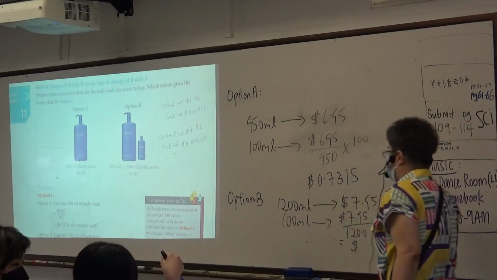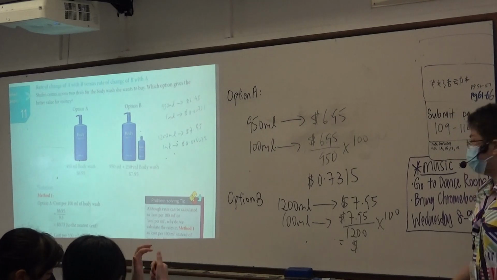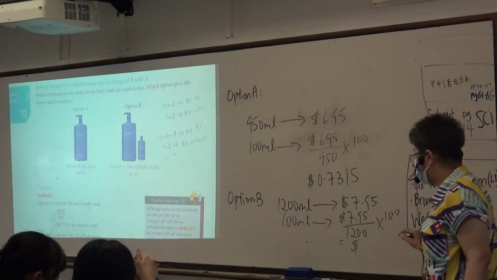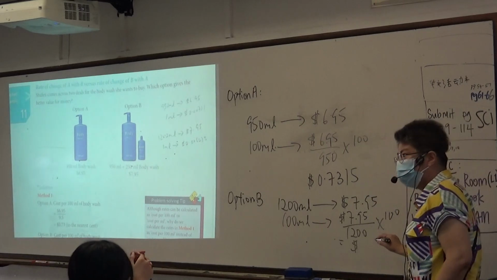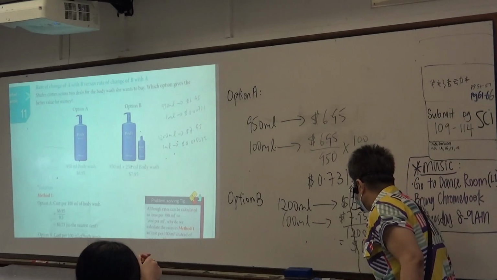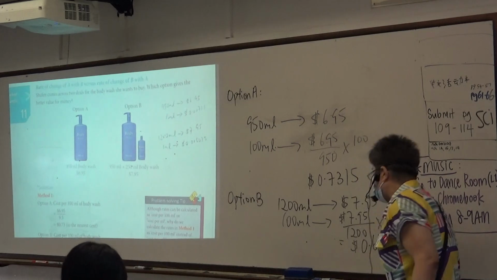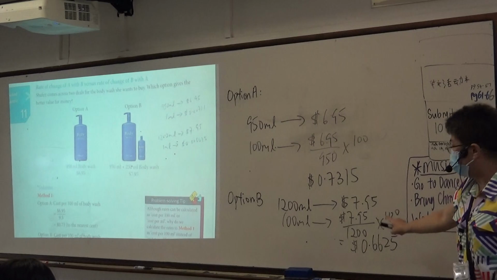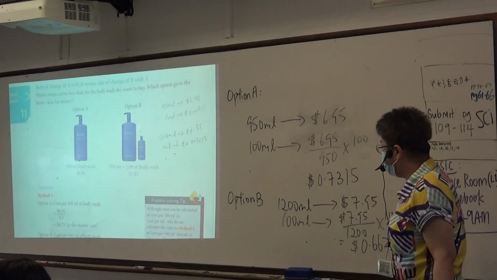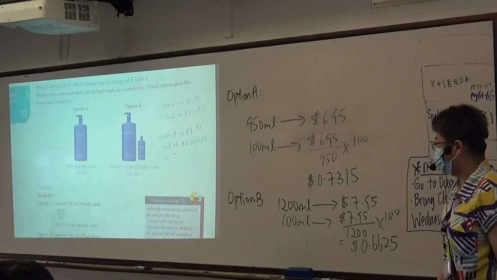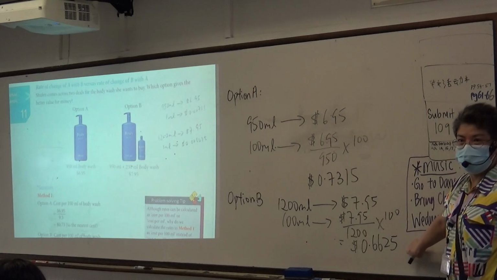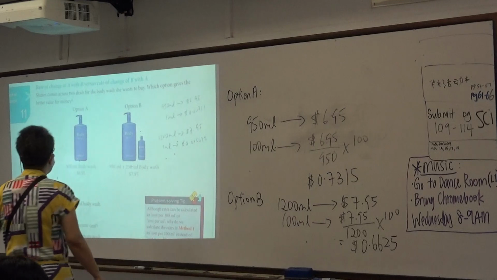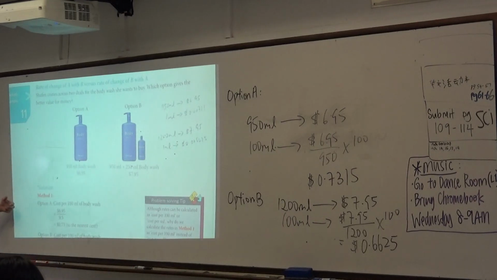Okay, what's the value here? You must give it to 4 decimal places. So what should it be? 0.6625. Is this correct? It's an exact answer. Doesn't matter. Okay? Now, if you compare 100 ml, which one is cheaper? Of course, option B, right? So which one is the better value for money? You must buy option A or option B. Option B, yeah.